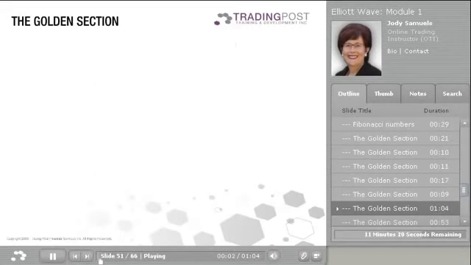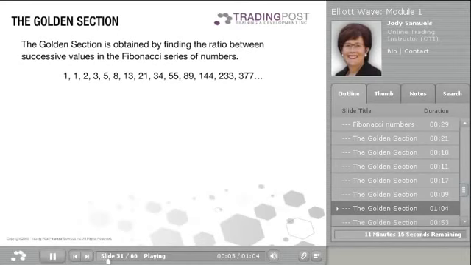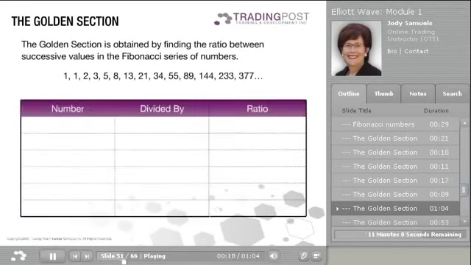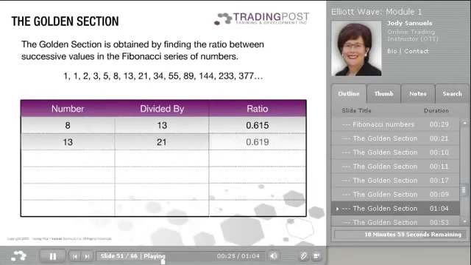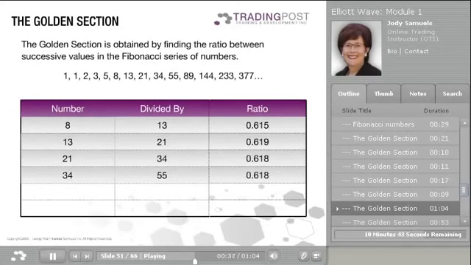The golden section is obtained by taking the ratio of successive terms in the Fibonacci series. For example, the ratio of any number to its next higher number approaches 0.618. For example, 8 divided by 13 equals 0.615. 13 divided by 21 equals 0.619. 21 divided by 34 equals 0.618. 34 divided by 55 also equals 0.618, as does 55 divided by 89 and 89 divided by 144, and so on.